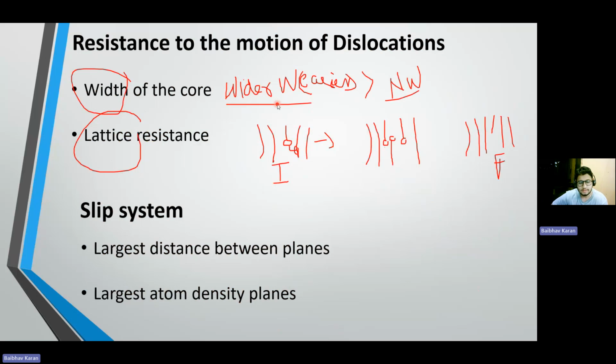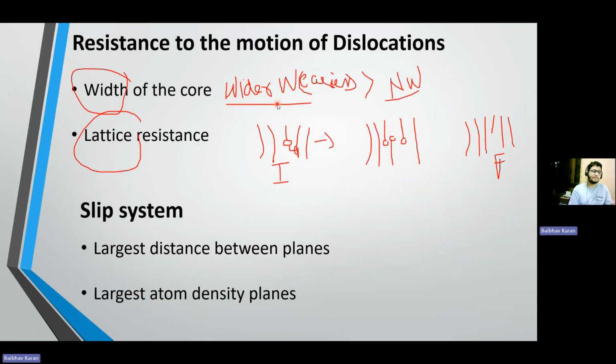Then we discussed the slip systems present in FCC and BCC. We compared them and asked why it is called a slip system. There are two things we noted. A slip system means easy movement of dislocations, so the resistance is minimum and the width of the core is maximum.